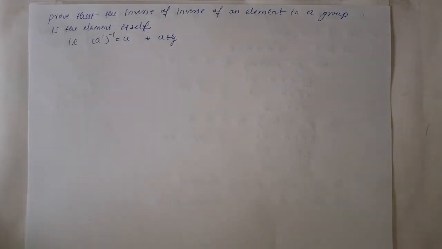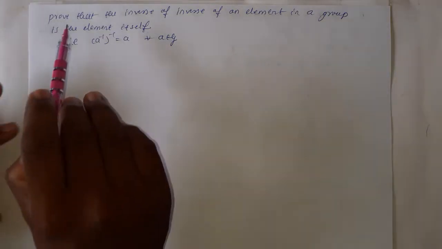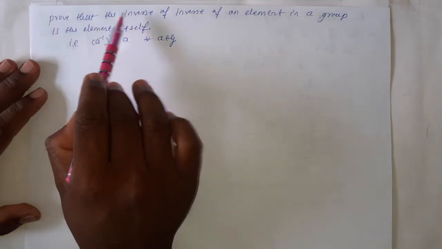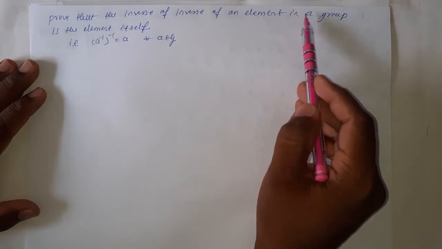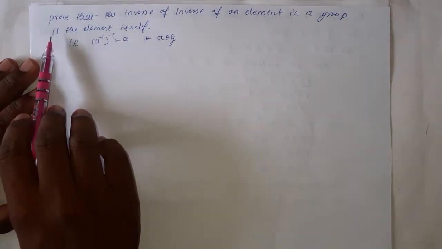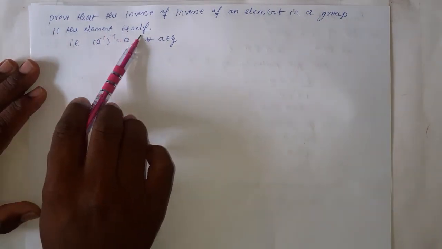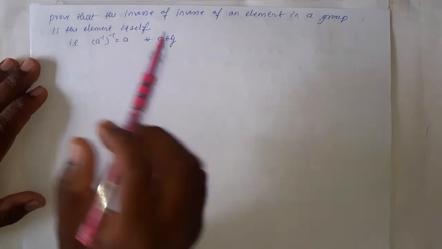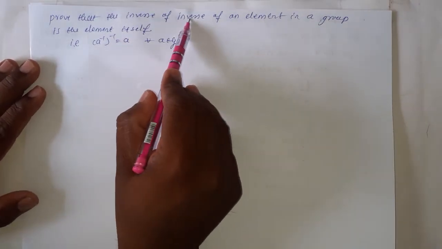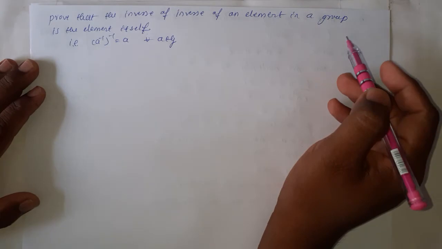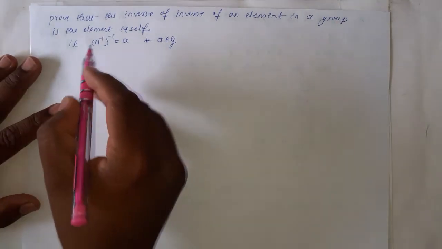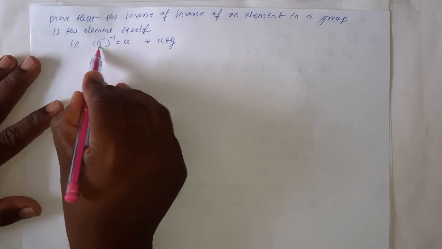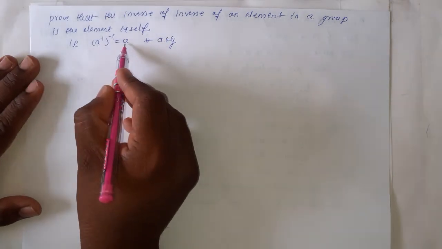The next theorem is: prove that the inverse of an element in a group is the element itself. So here, the inverse of an element in a group is the element itself. Symbolically we have written this as the inverse of A inverse is equal to A itself.